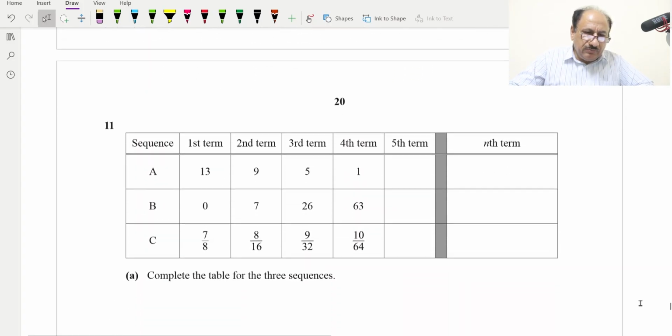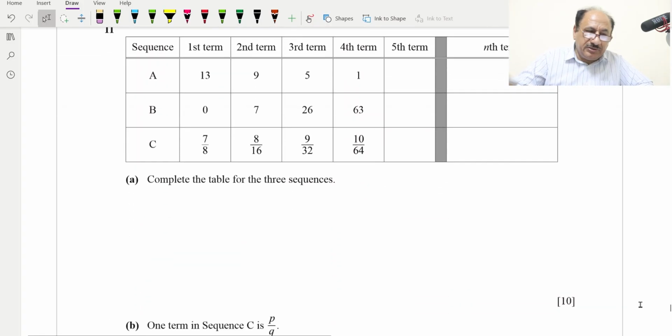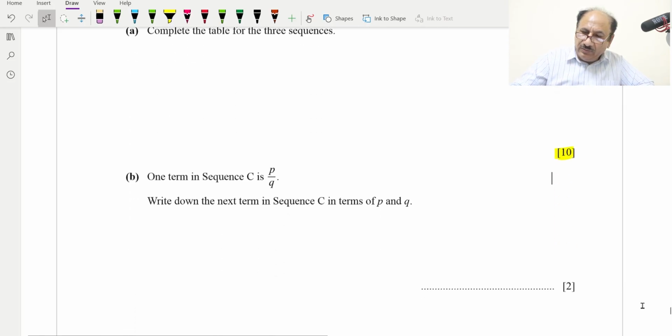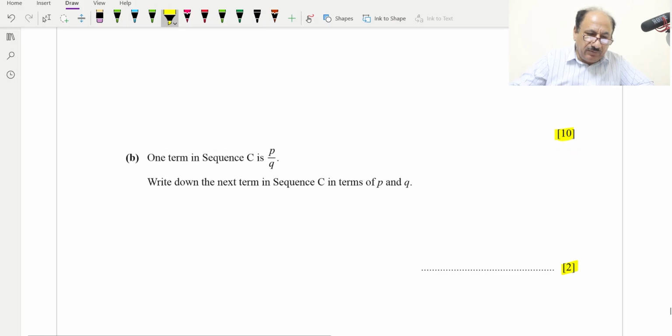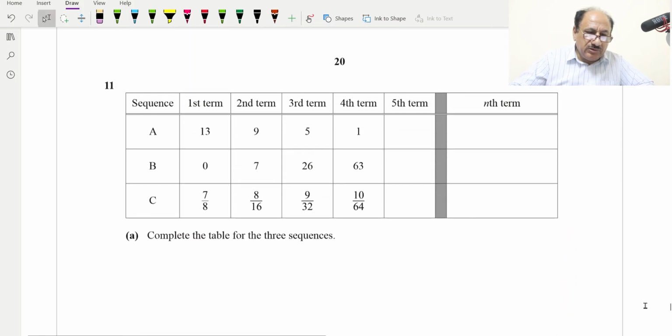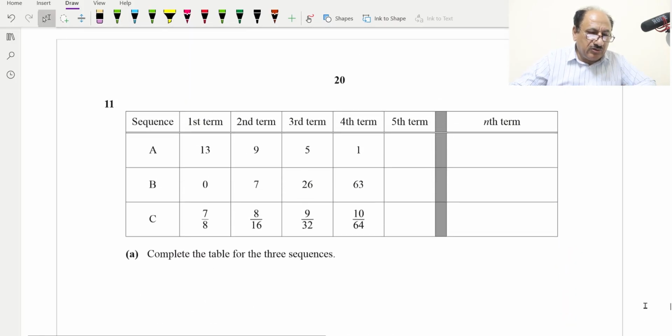Last question is question number 11, which is a 10 mark question, this A part, and 2 marks question is the second part. This is a 12 mark question. This is a very easy question, basically sequences, and if we concentrate on it, we can get it easily. So this is like first term, second term, third term, fourth term, and basically 4 terms are given. We have to provide the fifth term, and also we have to provide the nth term.